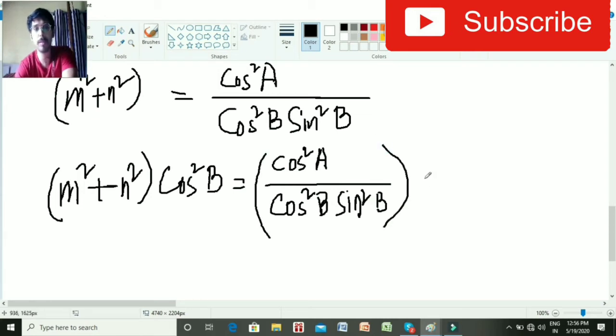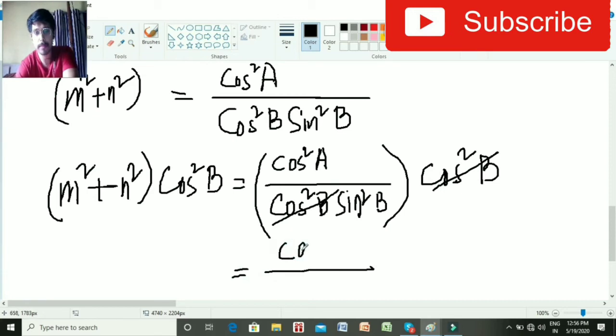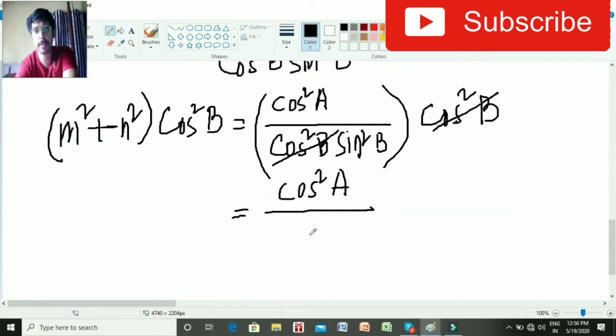Now with that we will multiply cos square B here. So what happens? We can cancel out this and this. So what remains? Cos square A divided by sin square B. Okay, so that is the value of m square plus n square into cos square B.